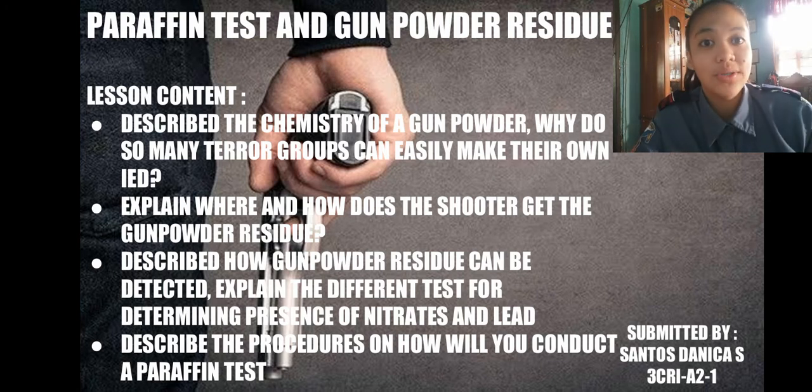For the lesson content: describe the chemistry of gunpowder and why so many terror groups can easily make their own IED, explain where and how the shooter gets the gunpowder residue, describe how gunpowder residue can be detected, and explain the different tests for determining the presence of nitrates and lead. And last is to describe the procedures on how to conduct a paraffin test.